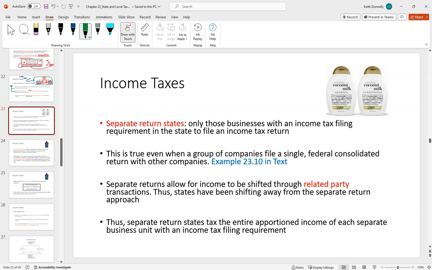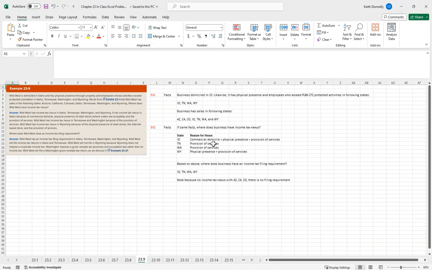So separate returns allow for income to be shifted through related party transactions. Thus, states have been shifting away from separate returns. And separate return states tax the entire apportioned income of each separate business unit with an income tax filing requirement. So what's going on here? Let's look at 23.9, 23.10 to catch us up.